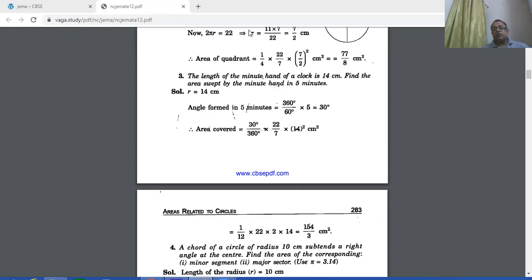22 into 7, 11 2s are 22. 22 into 7, we get 154 by 3. So that's how we get this result.